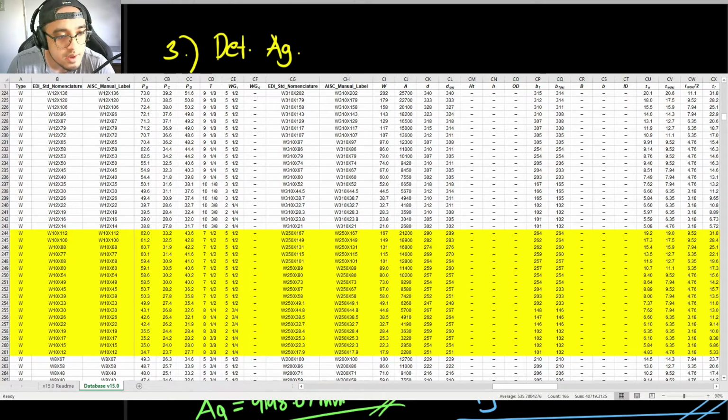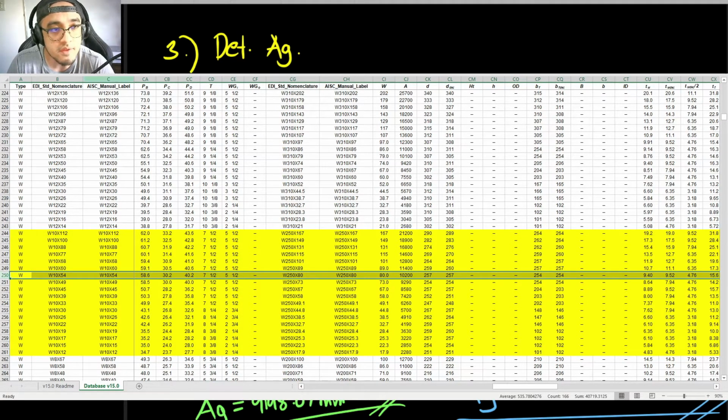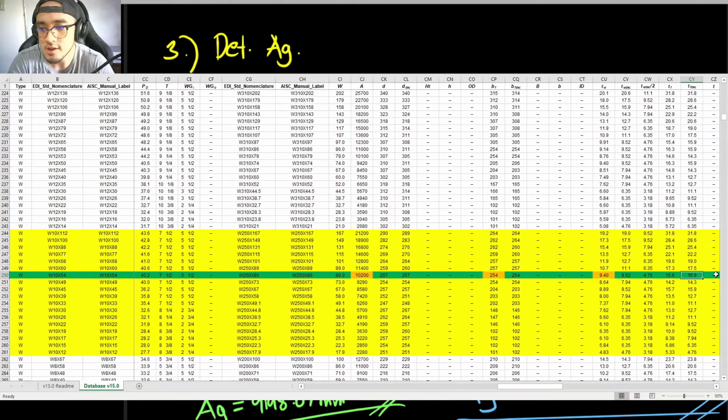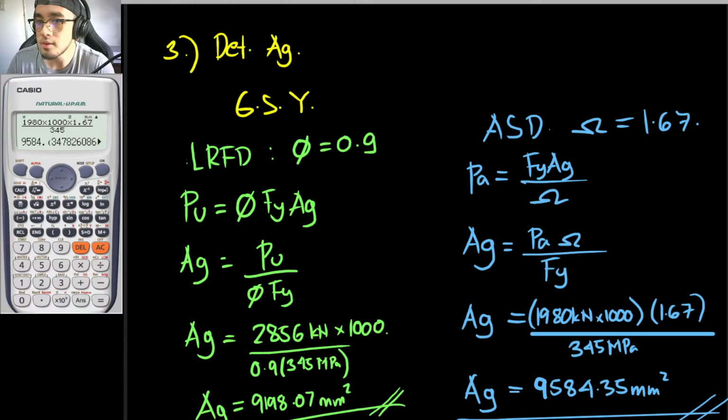So what we need in this part right here for W10 by 54, I would just be highlighting it with another color. So let's say green. We need the area here. I would be highlighting it once again with another color. Let's say blue. So this is, I think, orange. So we need the area. We need the base of the flange, I think. We need the thickness of the web. And we need the thickness of the flange. So this one right here. Taking those into consideration, guys, I would just be writing them in our blackboard.